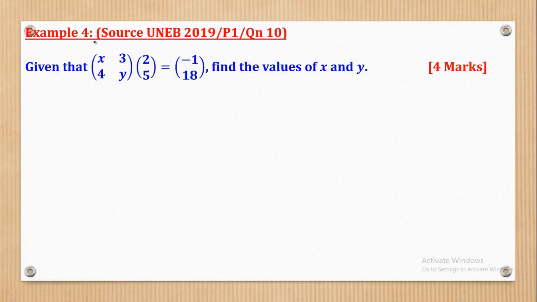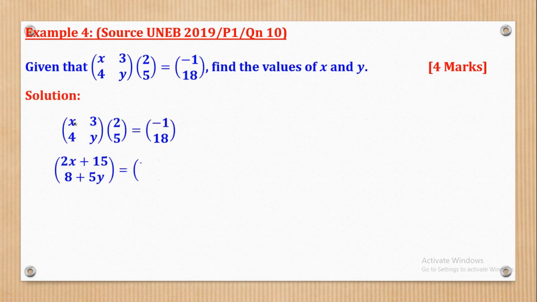Now we shall go to example 4. Example 4 came from UNEB 2019, paper 1, question 10, and it says, given this matrix multiplied by this matrix equal to this matrix, find the values of x and y. First of all, you state what is given, and after that you multiply. Remember, we multiply row by column.